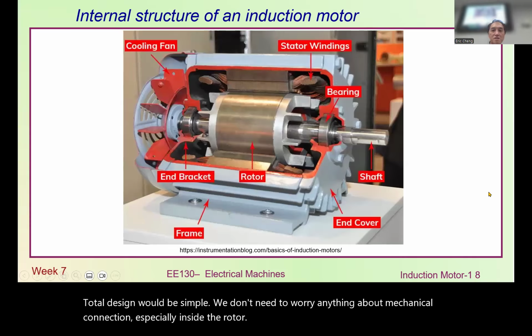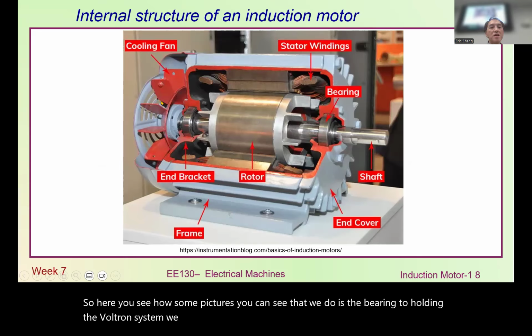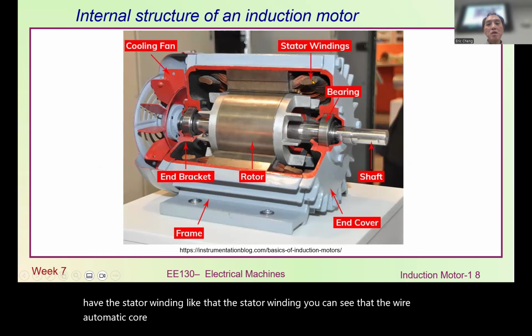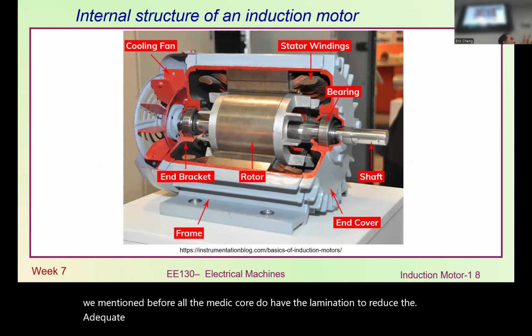So here you have some pictures. You can see that we do have the bearing holding the rotor system. We have the cooling fans to help with the cooling, and then we have a stator winding like that. For the stator winding, you can see the wire on the metal core, and the metal core does have some lamination. As we mentioned before, all the metal cores do have lamination to reduce the eddy current loss or magnetic losses. Just like all the transformers as well, you can see a lot of lamination inside the transformer.